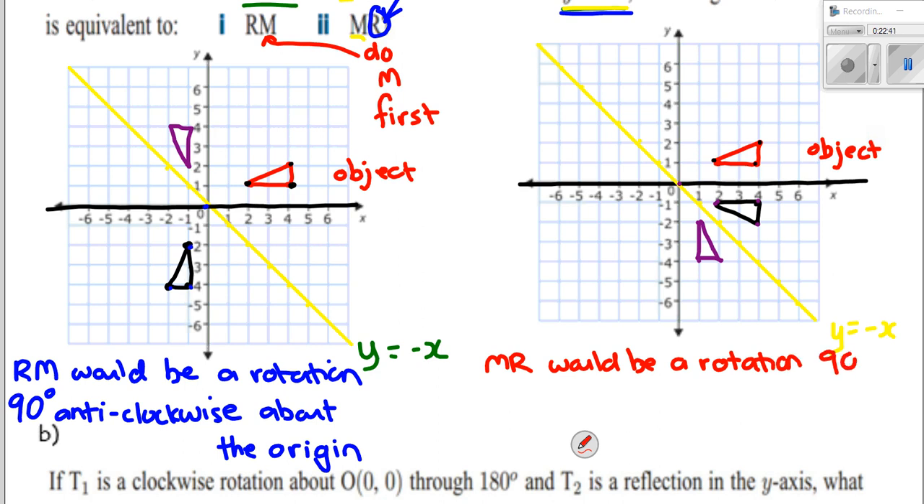90 degrees. We've got to say the direction. Clockwise this time, not anti-clockwise, so clockwise this time, about the origin. If you're not sure what I mean by origin, just reminding you that it's that point 0, 0.